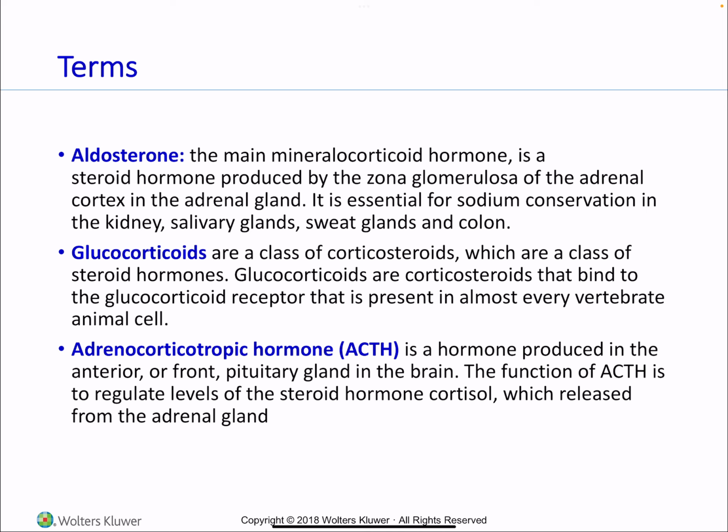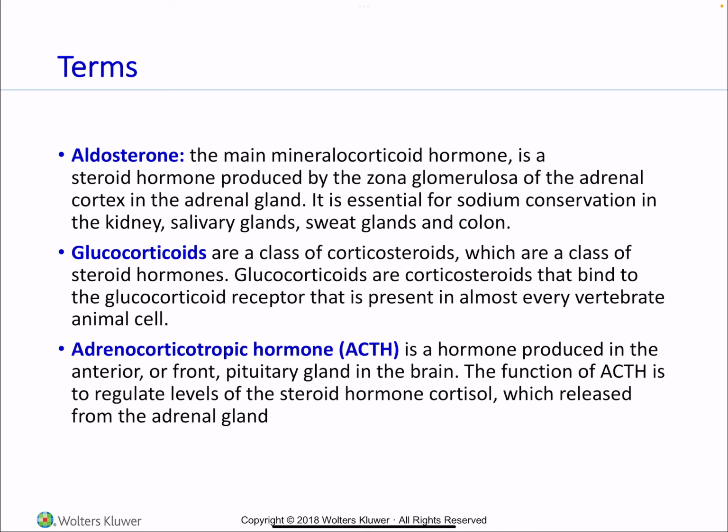Glucocorticoids is another term that we need to be familiar with in this adrenal function lecture. They are a class of corticosteroids, which are a class of steroid hormones. Glucocorticoids are corticosteroids that bind to the glucocorticoid receptor that is present in almost every vertebrate animal cell.